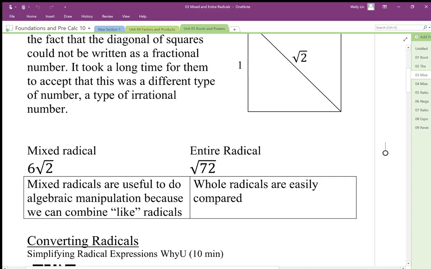Entire radicals, on the other hand, are a lot easier to compare with one another, because we can see that square root 72 is bigger than square root 71. We can compare these radicals with each other much more easily if we can see the entire radical under the root.